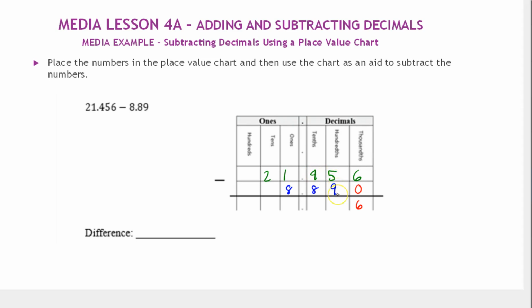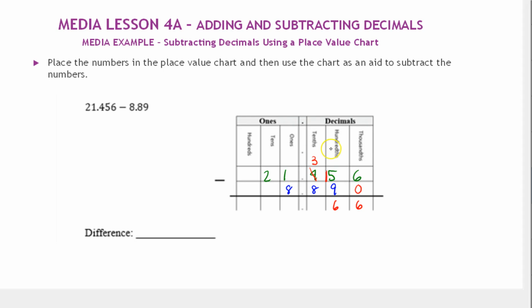So that's what we're going to do here, and we're going to borrow. So I'm going to borrow a tenth, write a 3 here. Well, 1/10 is 10 hundredths, so now I have 15 hundredths, so we put that 1 in front of the 5. Okay, so that's the process, and that's why we do it. And now we can subtract. 15 minus 9 is 6.